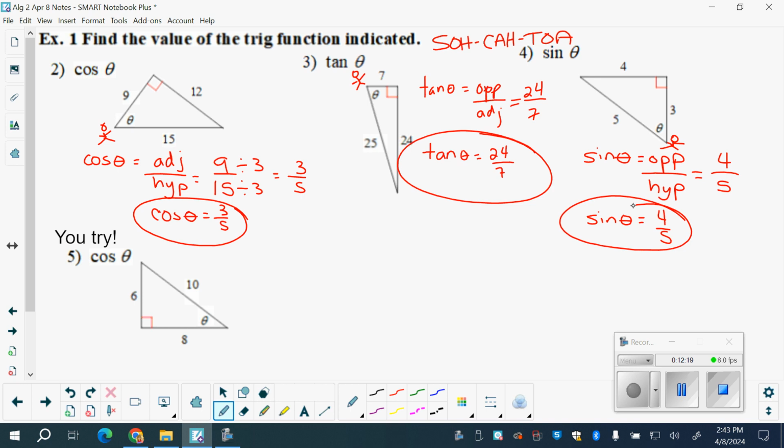Good. Yep. Right. Yep. So we want it as a ratio. What would it be as a ratio? Simplified ratio. Good.